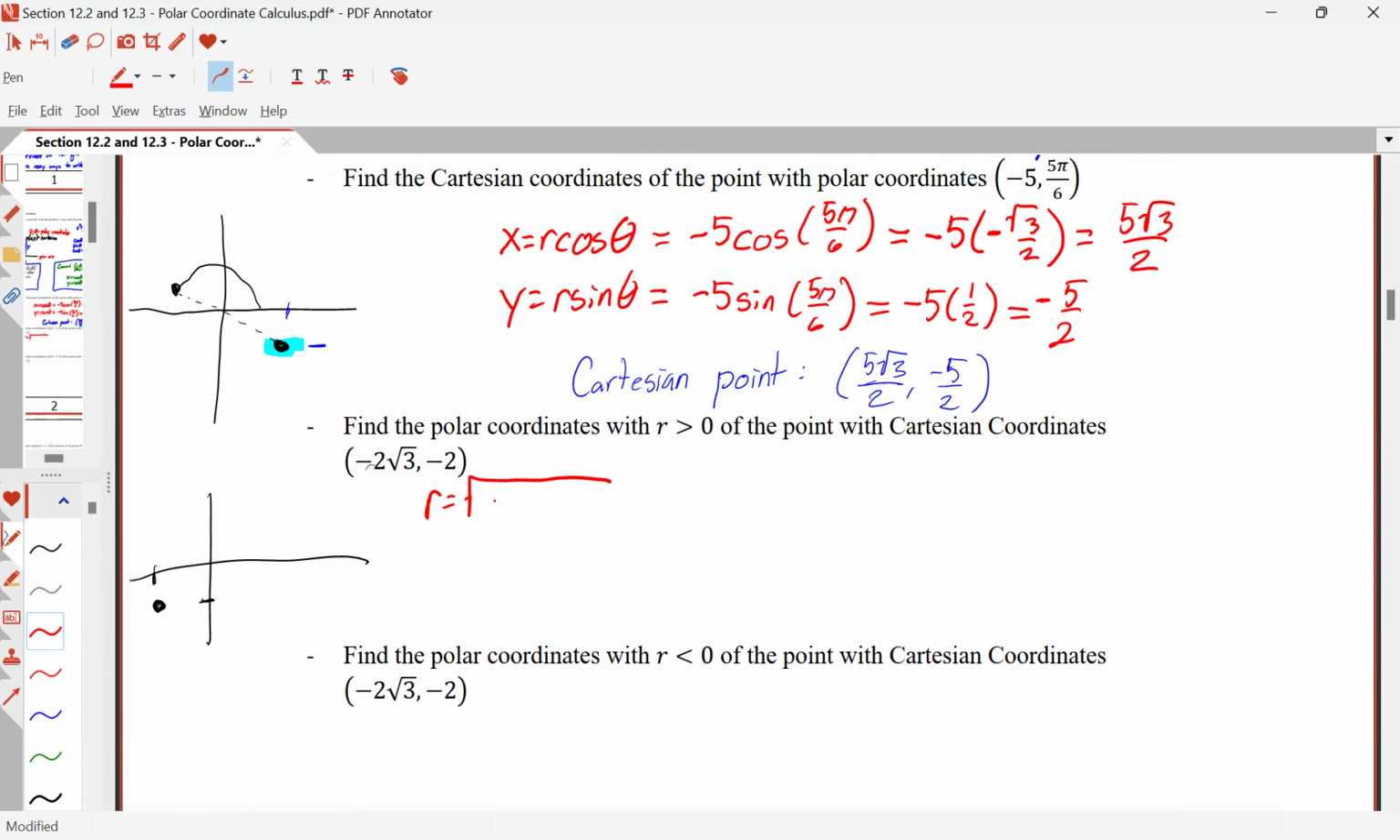So r equals the square root of (-2√3) squared plus (-2) squared, which is equal to the square root of 12 plus 4, so the square root of 16, which equals 4. Our radius is 4.